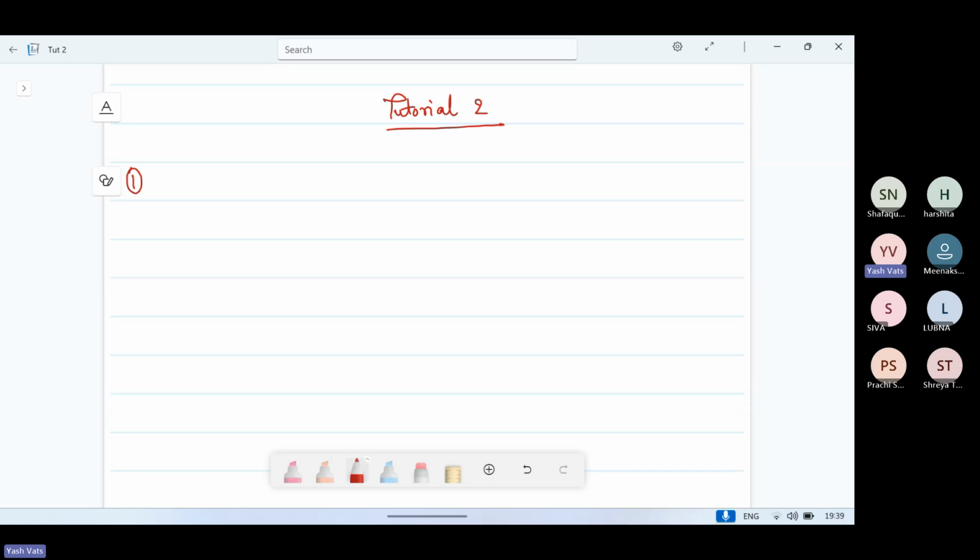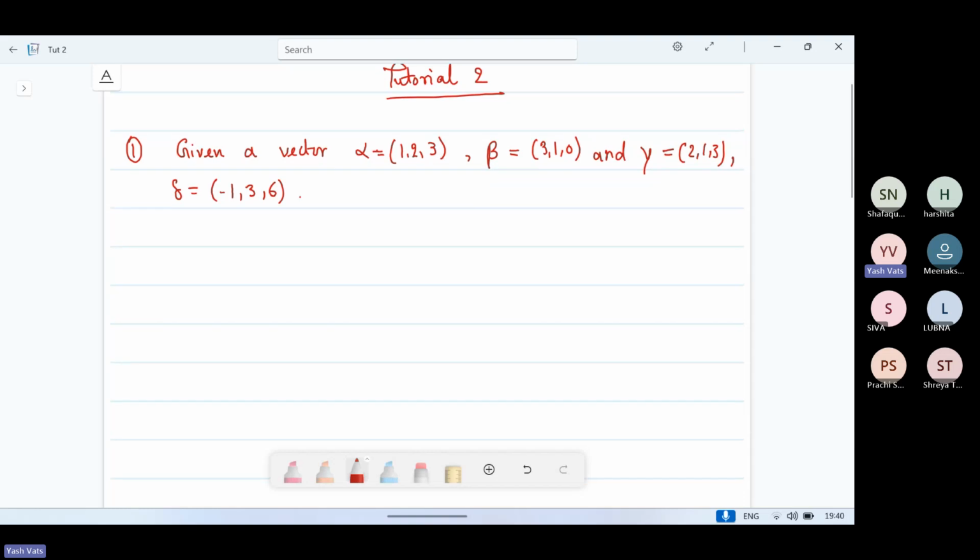Question 1 says that if you are given a vector alpha, which is given to you as 1, 2, 3, beta as 3, 1, 0, and gamma as 2, 1, 3, delta as -1, 3, 6, then you have to check whether gamma is a linear combination of alpha and beta.